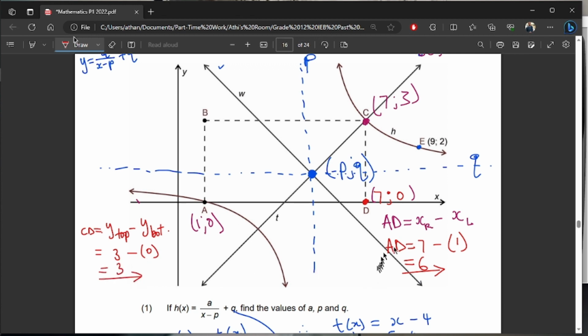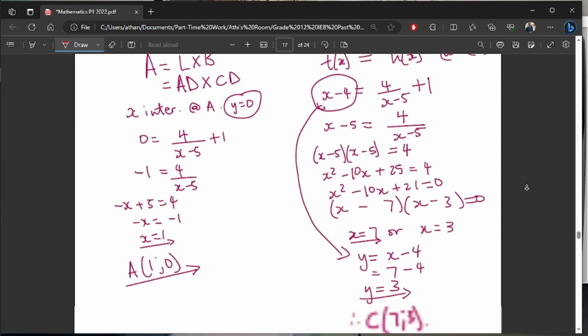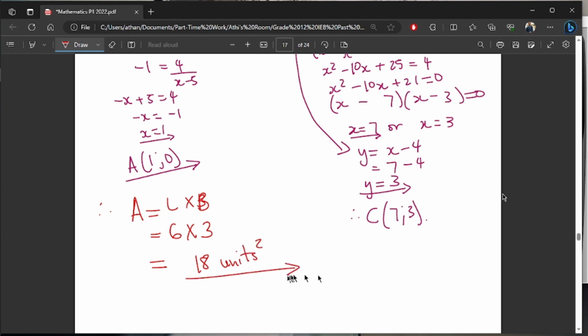Now to find the area here, you just say length times breadth, which is 6 times 3. You write it here. Therefore, the area now is just length times breadth, which is 6 times 3. And then the area becomes 18 units squared. Please do not forget the units squared. You get marks for that. Okay.